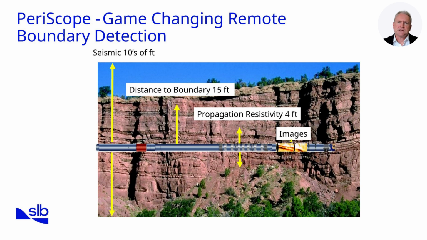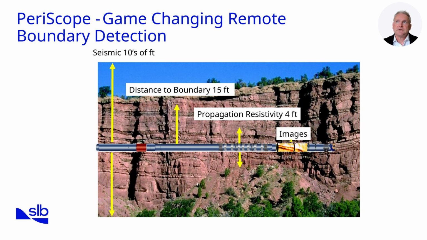Periscope is a game-changing remote boundary detection tool. Unlike conventional resistivity or imaging logs that measure only the borehole wall, Periscope can detect formation boundaries up to 15 feet away. The principle here is directional electromagnetic measurement. The tool sends and receives signals at multiple spacings and frequencies, allowing it to detect resistivity contrasts far from the borehole. This means we can identify approaching formation tops, bottoms, or fluid contacts before the bit reaches them.